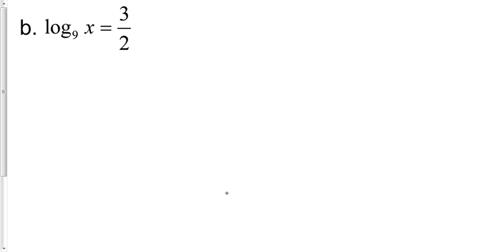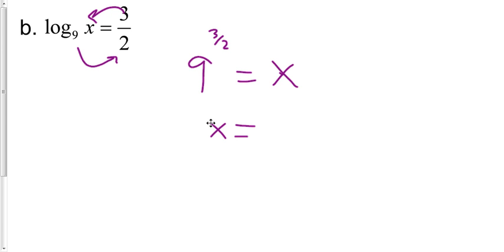Here's the last one. We want to figure out what x is. So my base is 9. The power is 3 halves. And that should equal x if we convert it into exponential form. So 9 to the 3 halves power. Again, on your calculator, if you calculate this, 9 to the 3 halves power is 27.